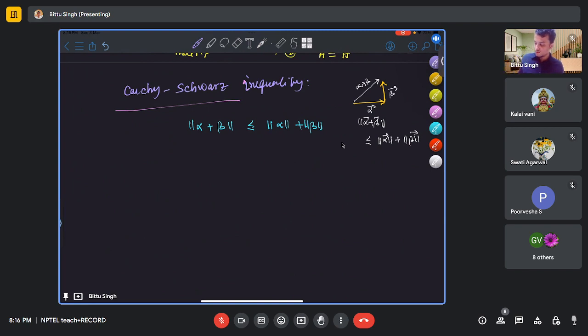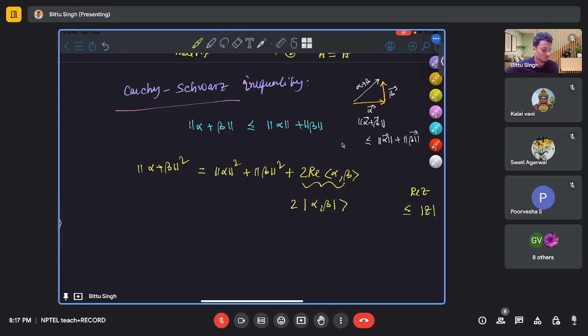The proof is not so hard. You can prove this fact very easily. If you take the norm of this, from the previous result, this is the same as norm of alpha squared plus norm of beta squared plus 2 times the real part of the inner product of alpha and beta. We have already proved this, and we know that the real part of any complex number is always less than or equal to its modulus. So this is 2 times the modulus of the inner product of alpha and beta. So this is less than or equal to norm alpha squared plus norm beta squared plus 2 times this.